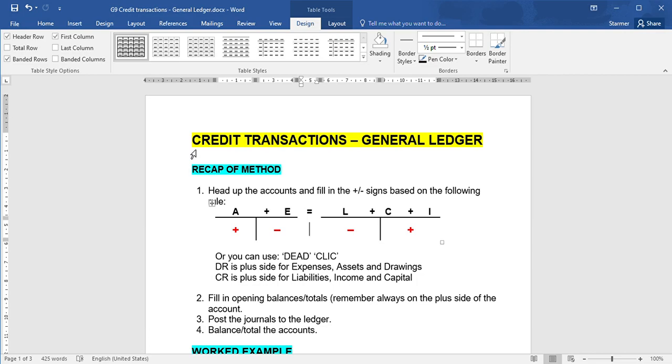The topic for today is the general ledger for credit transactions. Just before I do a worked example, let's quickly recap the method to follow when doing general ledger.